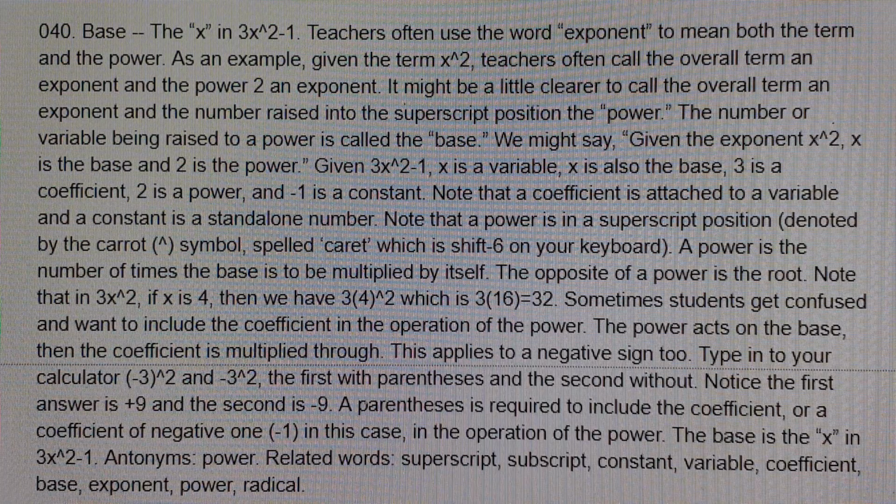Base, the "x" in 3x to the power 2 minus 1. Teachers often use the word "exponent" to mean both the term and the power.